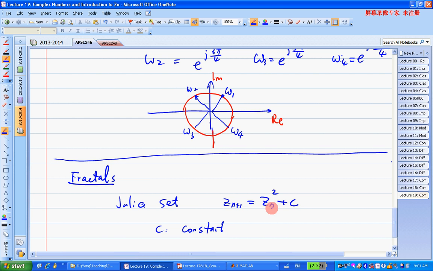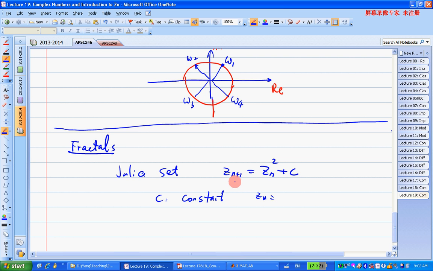And the Zn here is a complex number. So you start this iteration with a certain complex number, any complex number you want. And the C here, by the way, is not necessarily just a real number, it could be a complex number too. Then you start this iteration, and depending on how many iterations you do, you get a whole bunch of Z values.